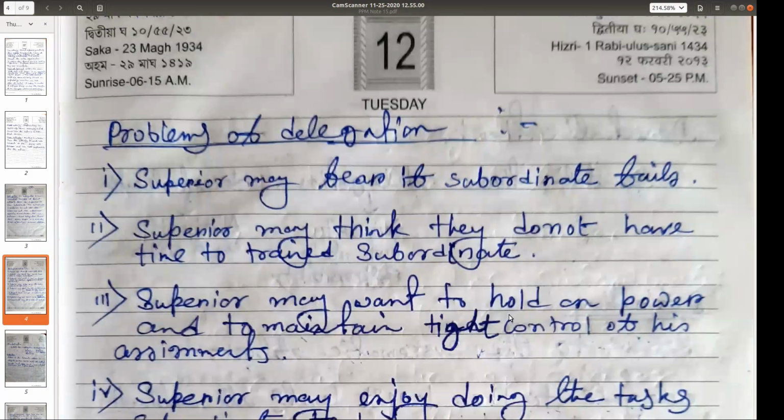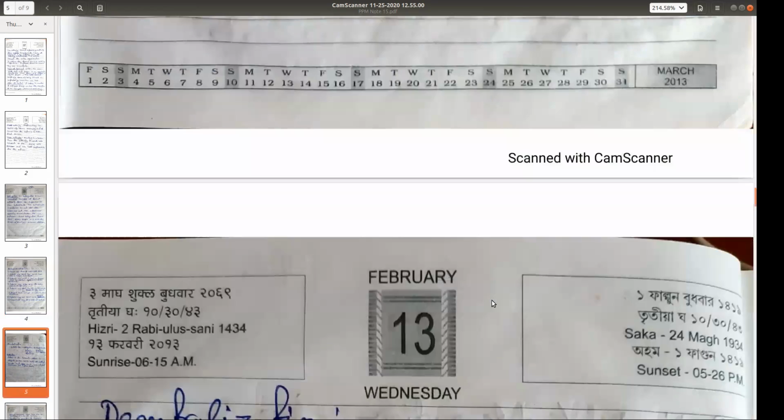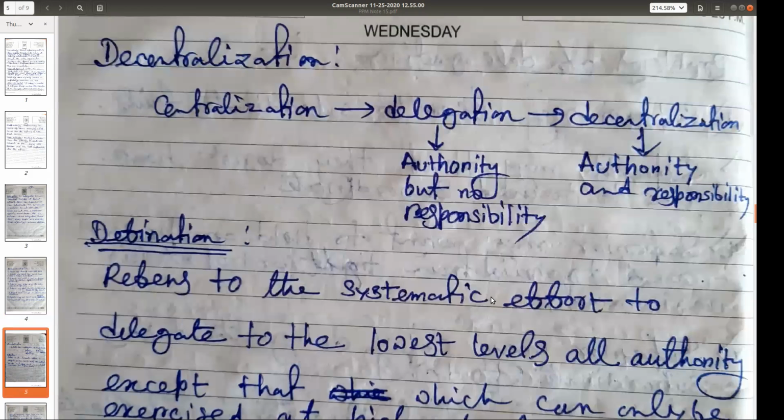These are very common problems. Up to this we have covered. So today we will start with decentralization. Decentralization and delegation are somewhat related. Decentralization means how we are distributing the job, basically how we are distributing the authority, the power, whatever you say.